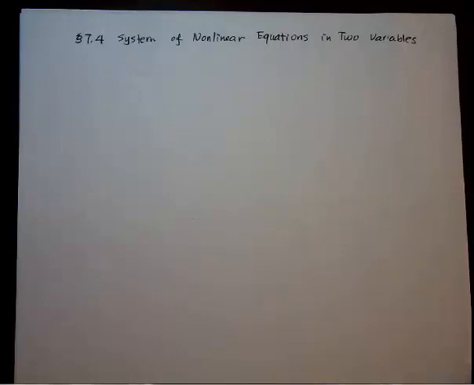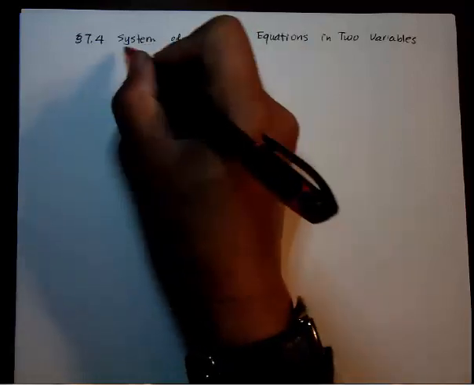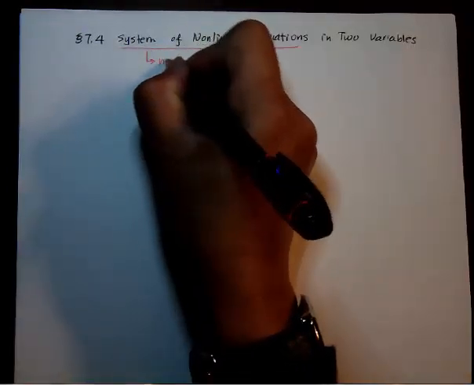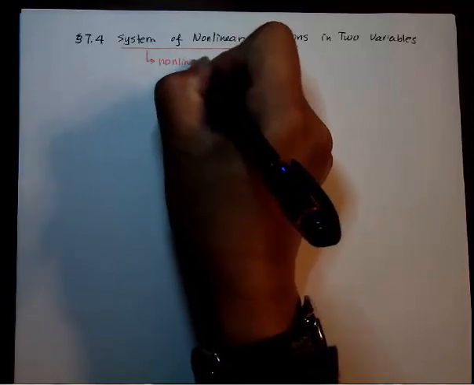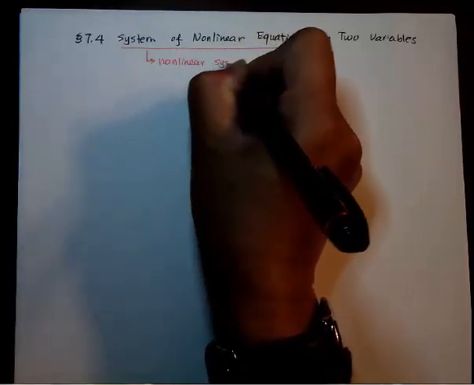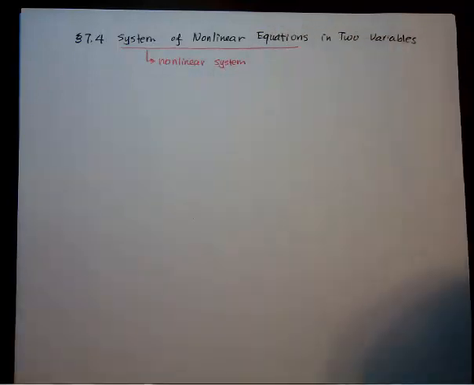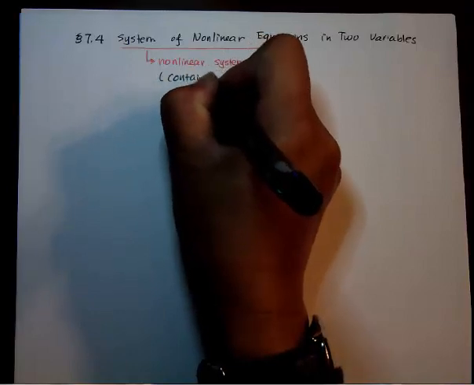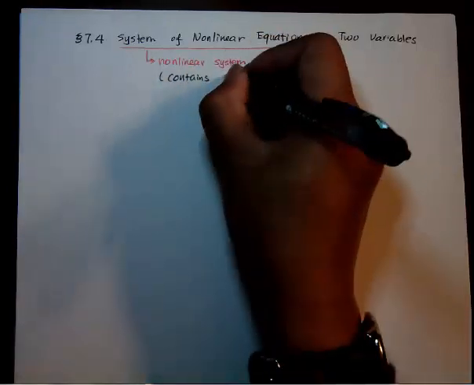System of nonlinear equations in two variables. Let's take a look. System of nonlinear equations. Sometimes we will call that a nonlinear system. So the nonlinear system is a system of equations that contains at least one equation that is not linear.